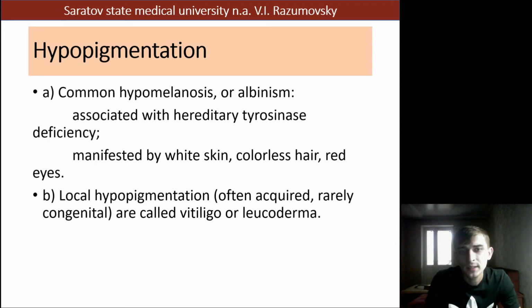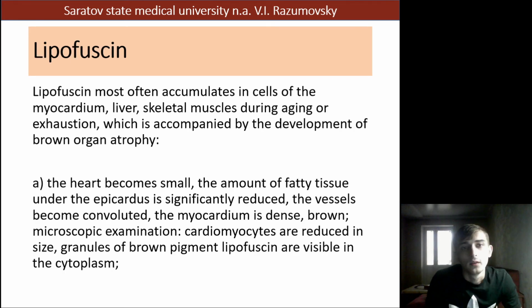Hypopigmentation of melanin. It may be common hypopigmentation, or albinism. It's associated with hereditary tyrosinase deficiency, manifested by white skin, colorless hair, red eyes, and local hypopigmentation, which is quite rarely congenital, called vitiligo or leukoderma. This type, local hypomelanosis, may develop as a secondary process after some infectious diseases. For example, it may be associated with herpes and syphilis. And now, lipofuscin.